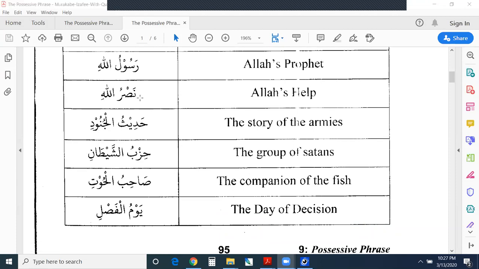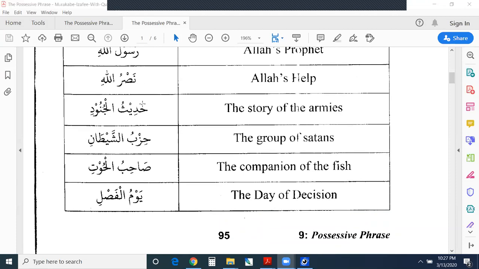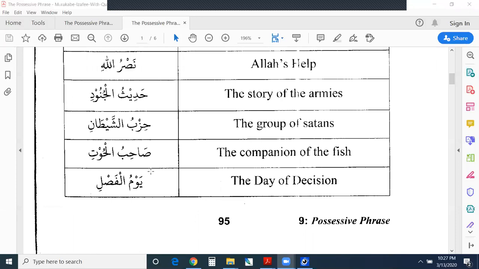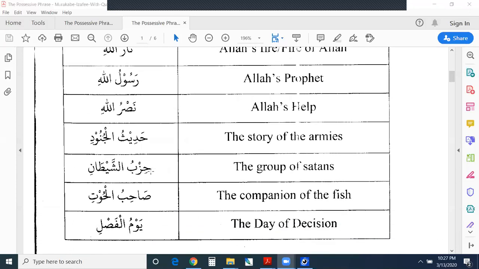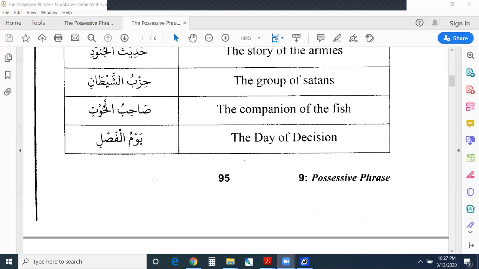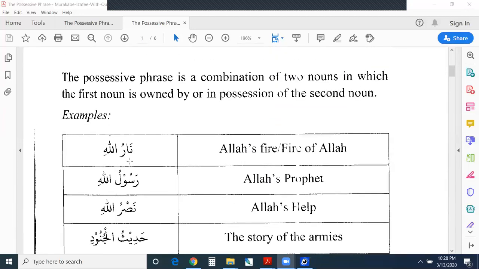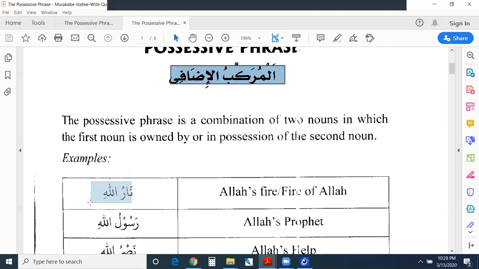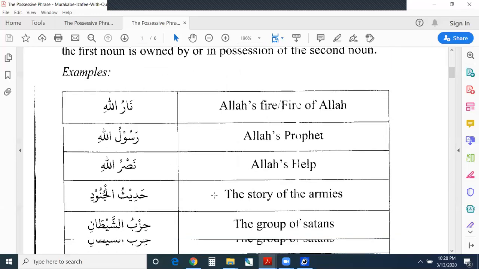Now, alhamdulillah, I think most of you will recognize these sentences from the Quran. Do we see these in most verses sometimes? Like Yawmul fasli means the day of decision. That means the day of Qiyamah. So these are coming from the Quran, and these are all mudaf ilay. This is a murakkab izafi. So next time when you read the Quran, and when you get a sentence like this, then this means you are dealing with mudaf ilay.